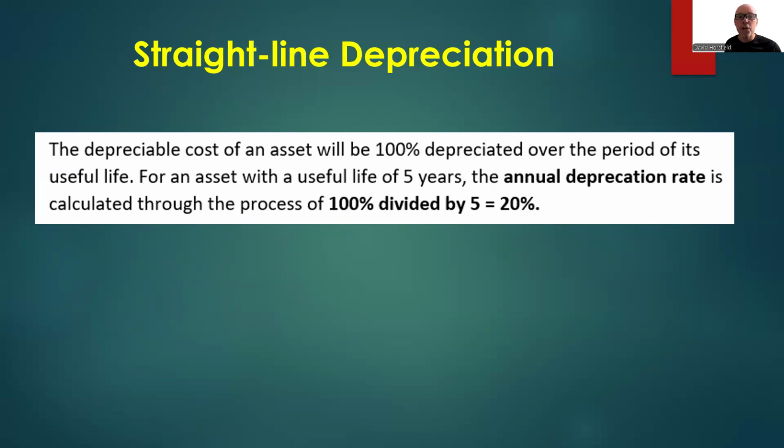100% is the end goal. We need to be 100% depreciated by the time we're done. 100% divided by 5 equals 20%, meaning that for each of those 5 years, 20% of the depreciable cost will be depreciated in each of those years. This will all make sense when we get to applying this in a worksheet. 20% percentage, right? We're following through the idea of percentage.